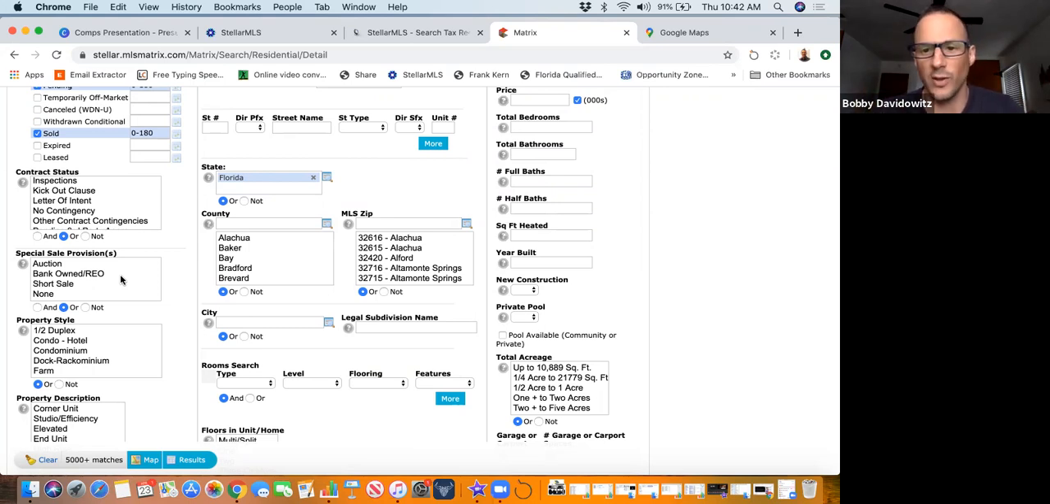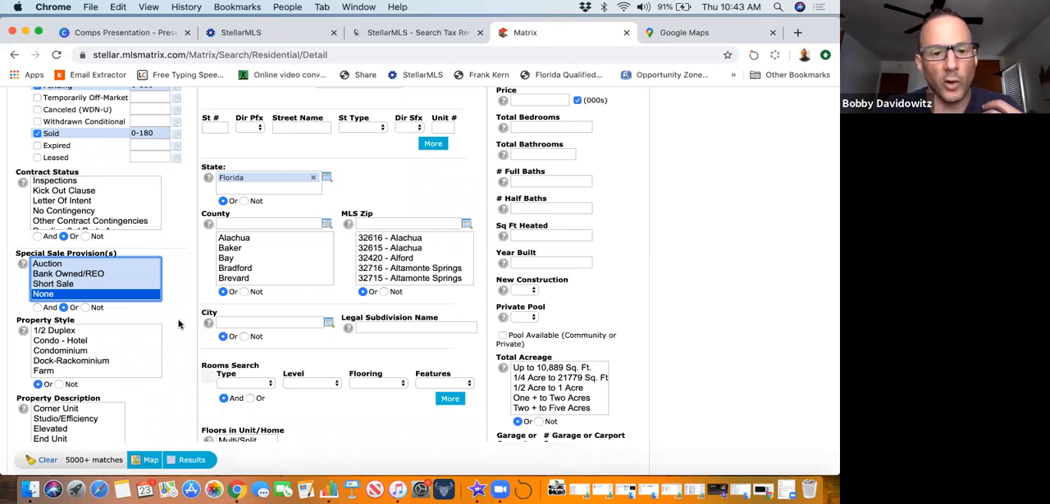Traditional sales meaning there was no distress situation. There wasn't any funky things going on. It was just a typical seller selling their property with no issues. Usually I click none because I don't want to see short sales. I don't want to see bank owns. I don't want to see auctions because oftentimes those prices end up being less.